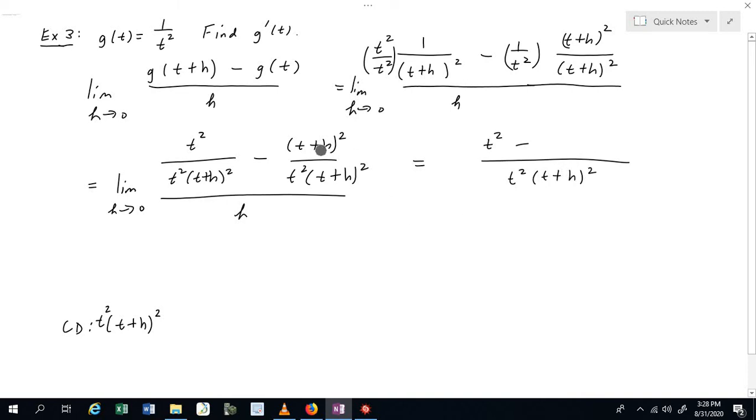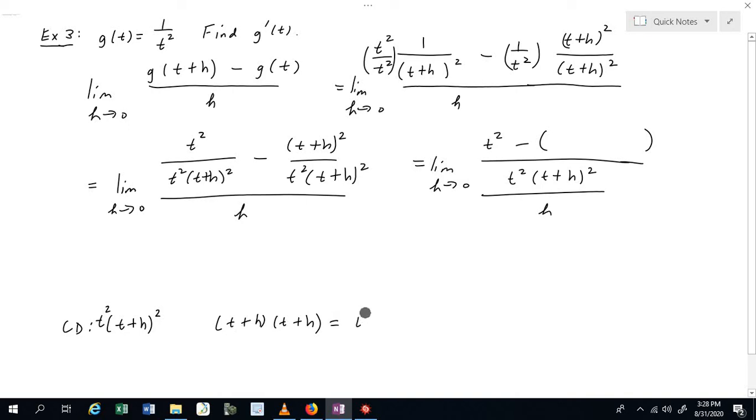I'm going to go ahead and FOIL this out on the side, and then once I figure out what it is, I'm going to plug it in here. And then all of this is divided by h, and then of course we still have to find the limit of that as h goes to 0. So on the side, let's figure out what (t plus h) squared would be. Of course you have to multiply this by itself, so that means you have to FOIL this out.